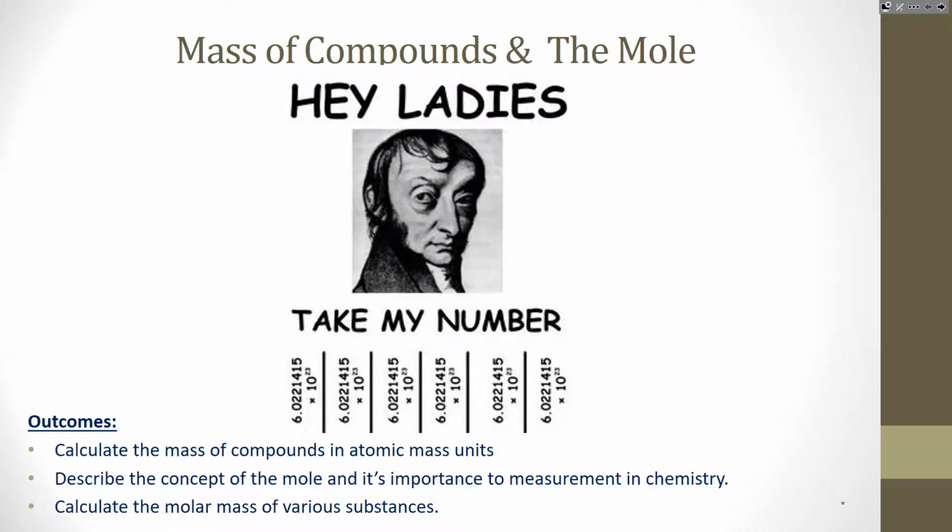So today we're going to look at the mole. Finally, we get to learn about the mole. The mole is probably one of the most important numbers and concepts in chemistry. You'll use it all the time. It literally is the Rosetta Stone for chemistry.